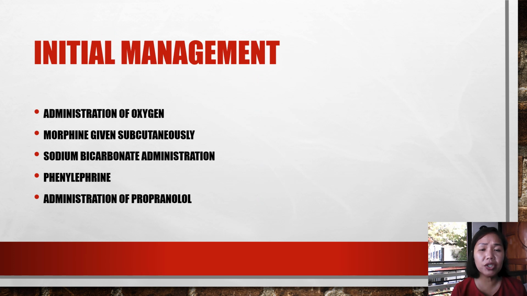One may give oxygen for whatever it's worth, since you already know the pathophysiology. Sedation is needed with administration of morphine. When the patient has severe cyanosis, he may develop metabolic acidosis, thus sodium bicarbonate may be given. The drug of choice in increasing systemic vascular resistance is phenylephrine. Propranolol, with an unknown mechanism, decreases the frequency of that spell.